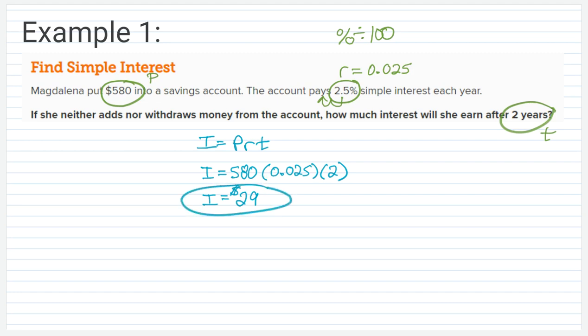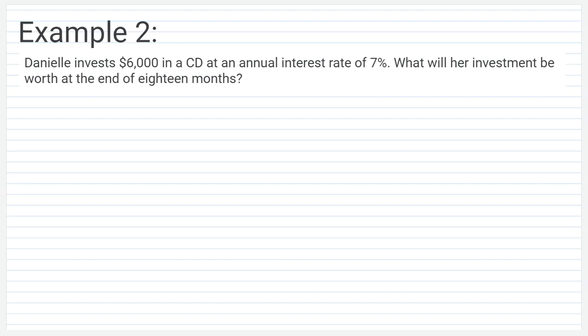The next one we're going to take a look at is going to take this a step further. So in example 2, it says Danielle invests $6,000 in a CD at an annual interest rate of 7%. What will her investment be worth at the end of 18 months? So again, we're solving a simple interest type of question. So we're going to be using our simple interest formula, I equals PRT, or again, I always call it the IPERT for me to be able to memorize it.